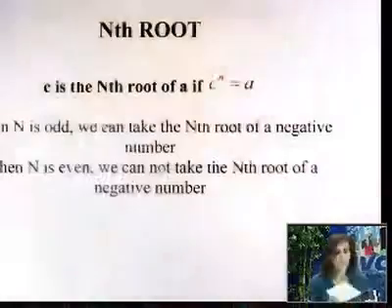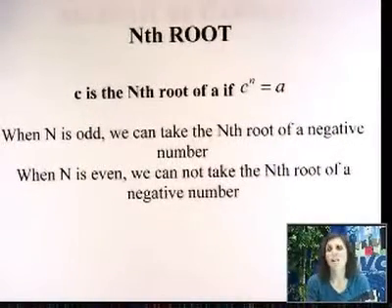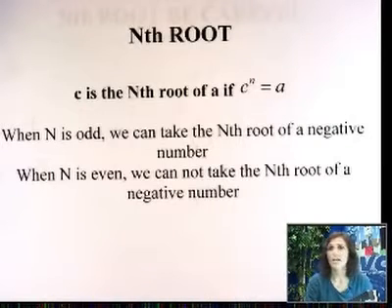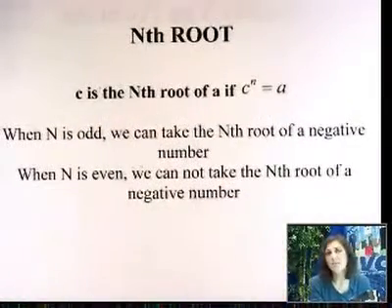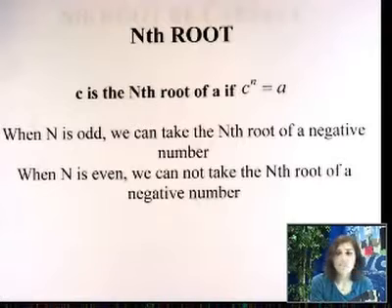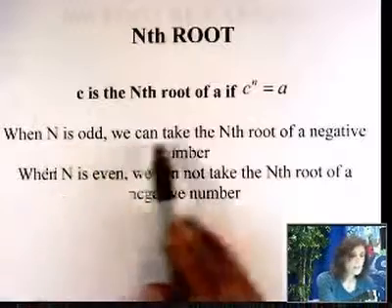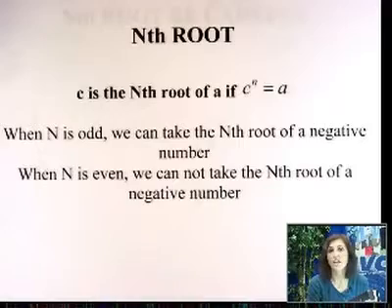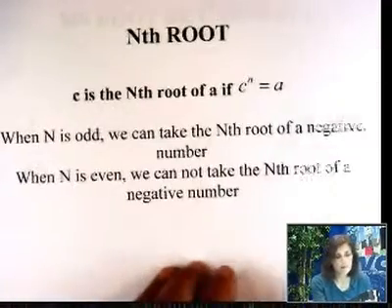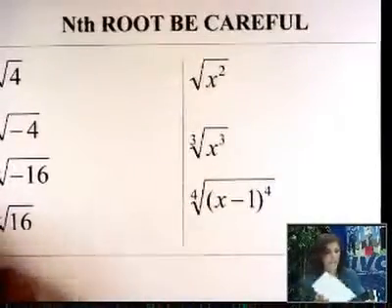All right. Now let's look at the nth root situation. So that means I can take a square root, I can take a cube root, I can take a fourth root, I can take any root I want. C is the nth root of A, assuming n is a positive integer, if C to the n power is A. Now you have to pay attention. If n is odd, we can take the nth root of a negative number. If n is even, we cannot take the nth root of a negative number. And I'll just explain what that means.